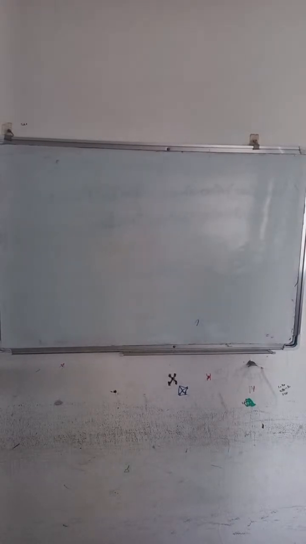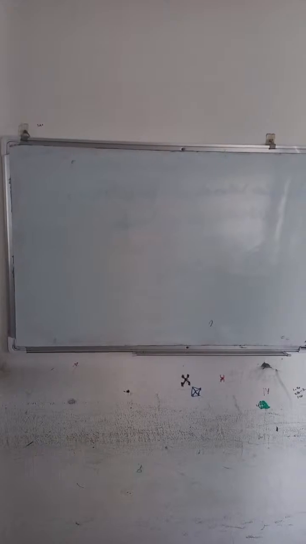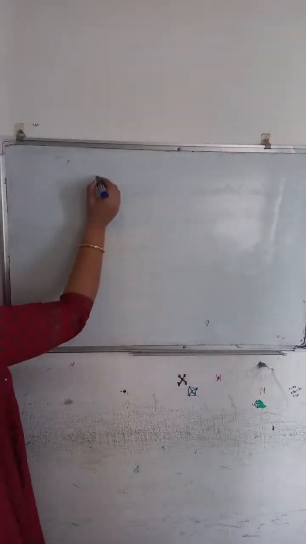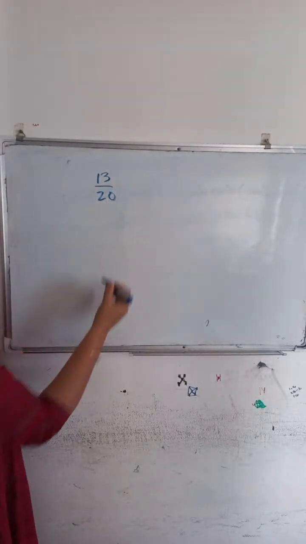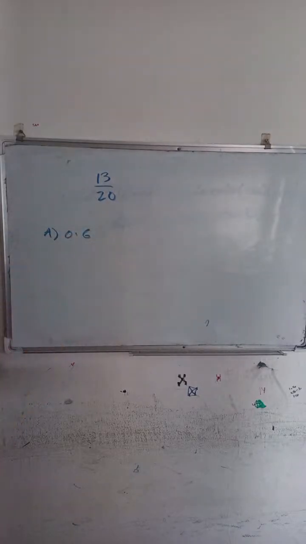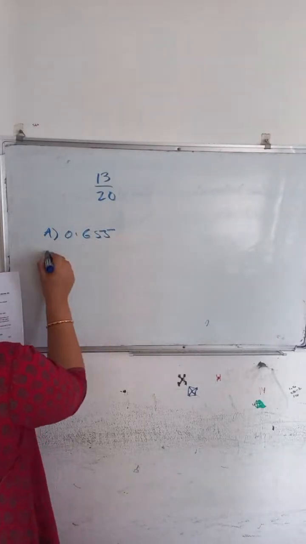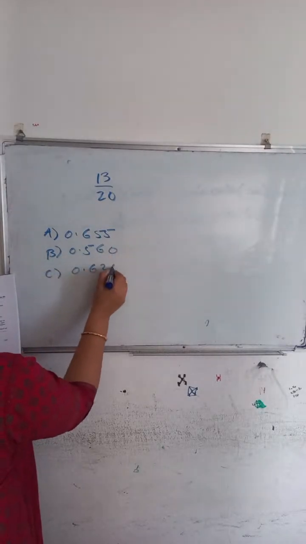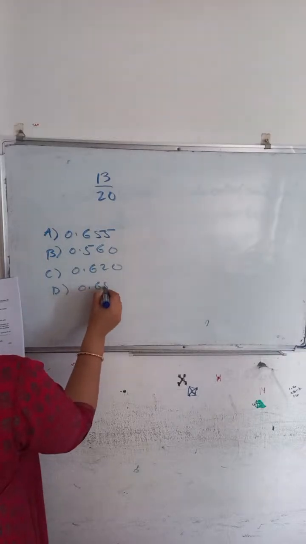Here they are asking, first question is the decimal form of rational number. The decimal form of rational number 13 by 20 is, and they gave options here. First option is 0.655, B 0.560, C 0.620, D 0.650.